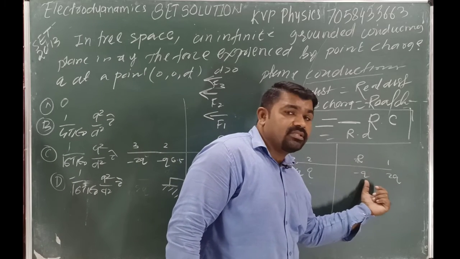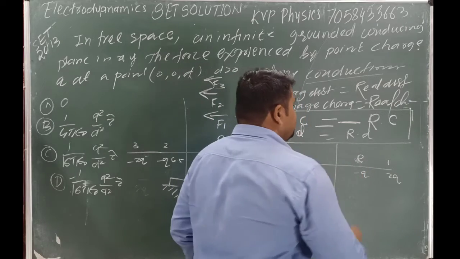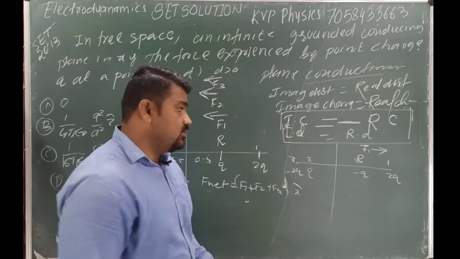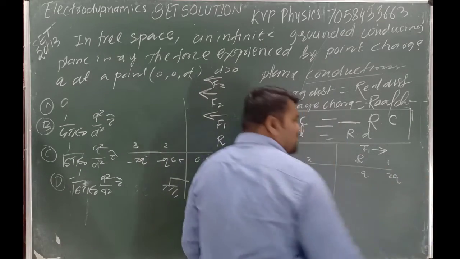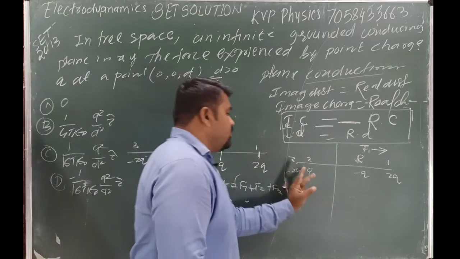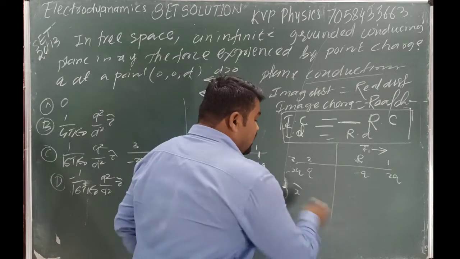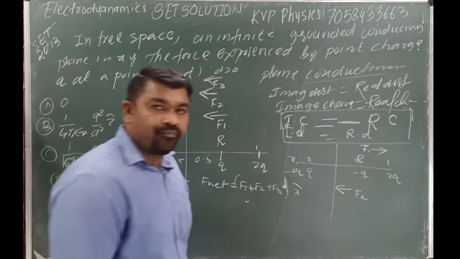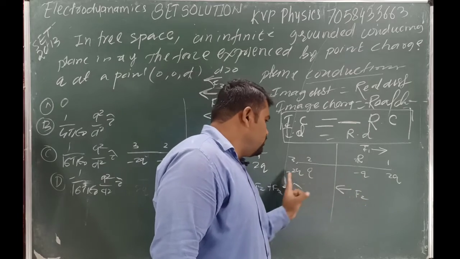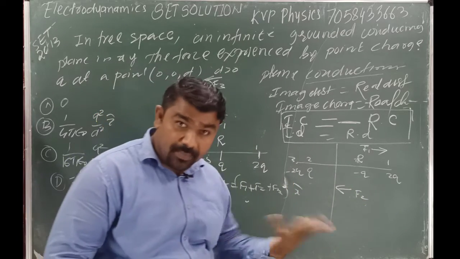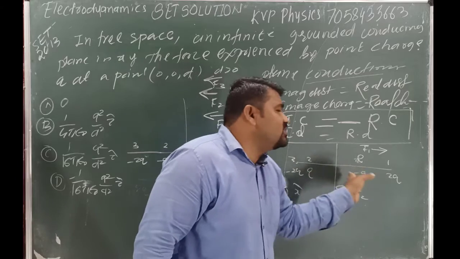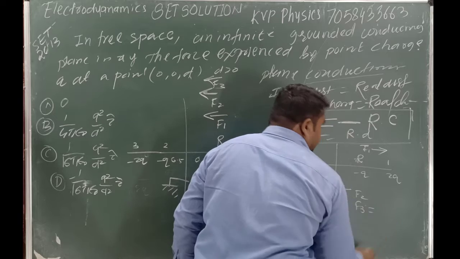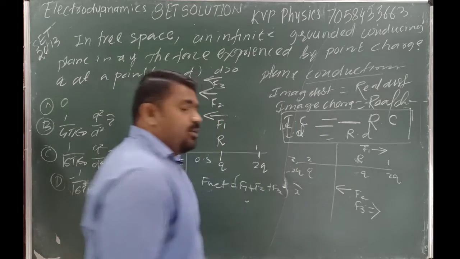Now the charge attracts to this one and repels to this one. Unlike charges attract, so in which direction is F1 moving? Positive x. Why? Because this 2q charge attracts to this one. Second, here is a plus q and here is a minus q, so the second charge attracts to this one, and F2 is in this direction. Next, F3: minus q and minus 2q, like charges repel, so F3 is in the positive direction.